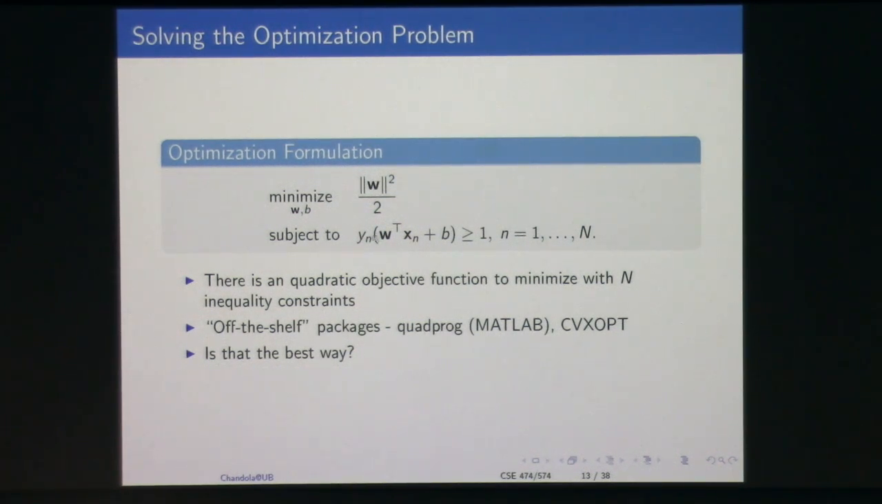So if it's a positive point, then yn will be +1. So this constraint means that W transpose Xn plus B is greater than 1. And if it's a negative point, then W transpose xn plus b should be less than -1, right? So it's on the right side of the margin.